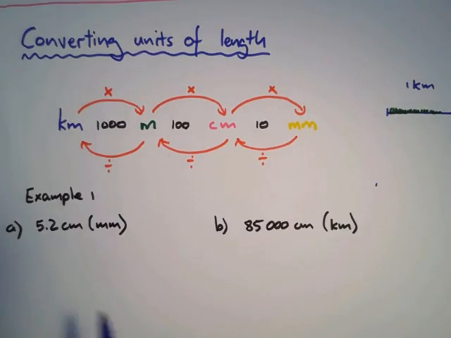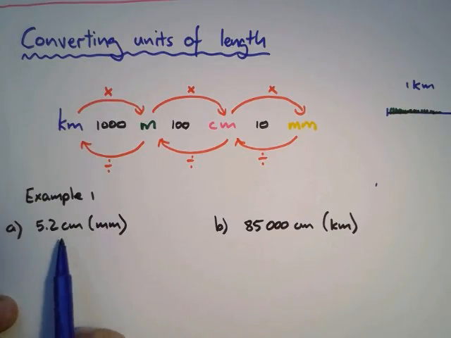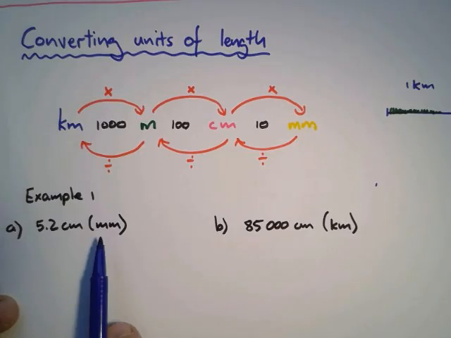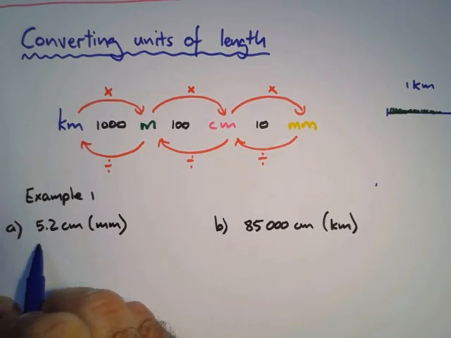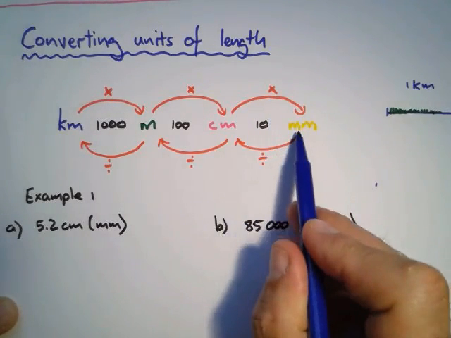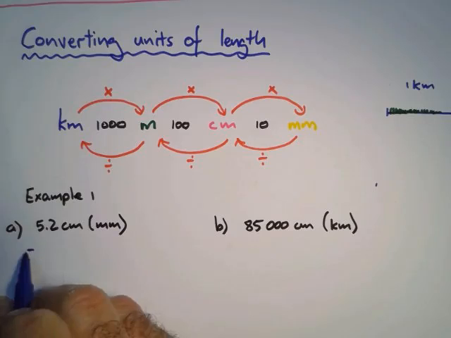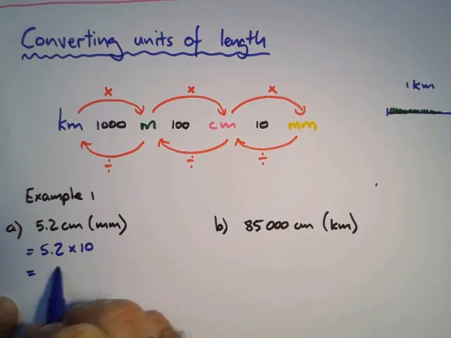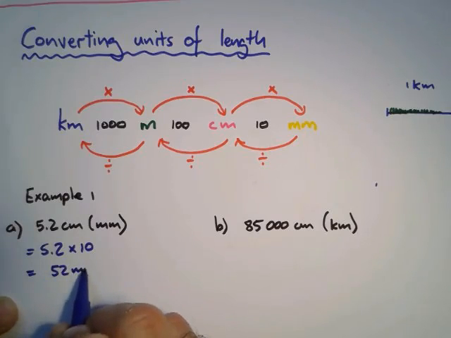In example 1, they're asking us to convert 5.2 centimeters to the unit in brackets. So this is the way that you have to write it down. To go from centimeters to millimeters, there's always more millimeters than centimeters. For every 1 centimeter, there's 10, which means in 5.2, I'm going to multiply. Going from centimeters to millimeters, I'm going to times by 10. So I'm going to say this equals 5.2 times 10, and that will equal 52 millimeters.